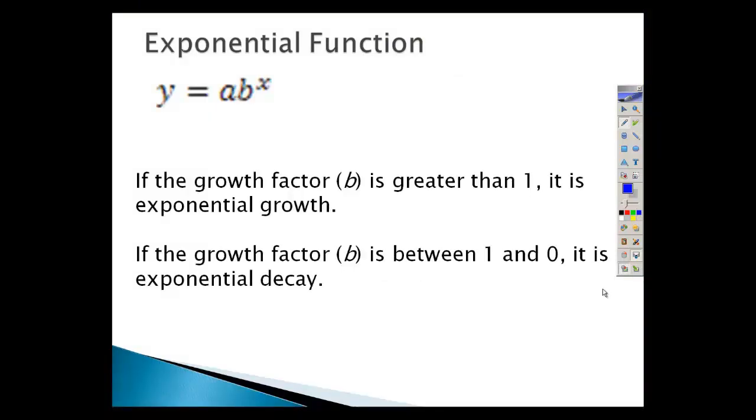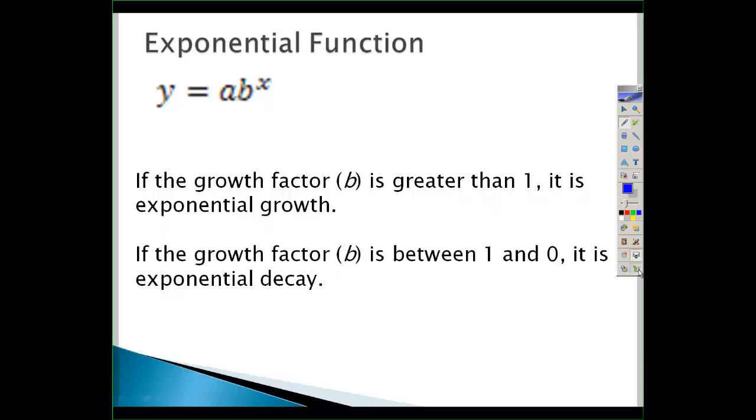Today, we just kind of talked about this. I'll just reiterate. Growth factor greater than 1, exponential growth. Between 1 and 0, exponential decay. And we know that the growth factor is never a negative number. B is never a negative number, and we covered that before. The growth factor can't be negative. Only the a value would be negative, and the a value changes whether it's above the x-axis or below the x-axis.